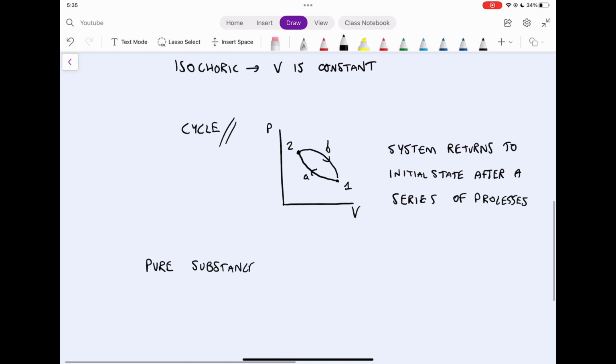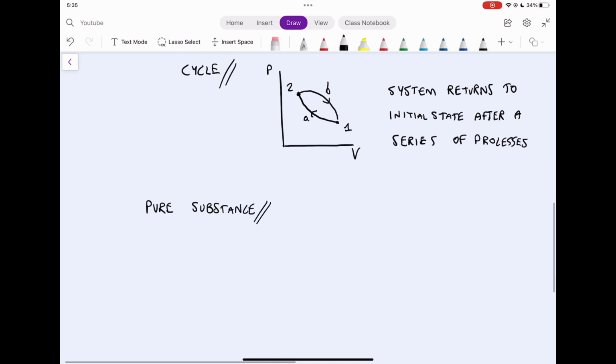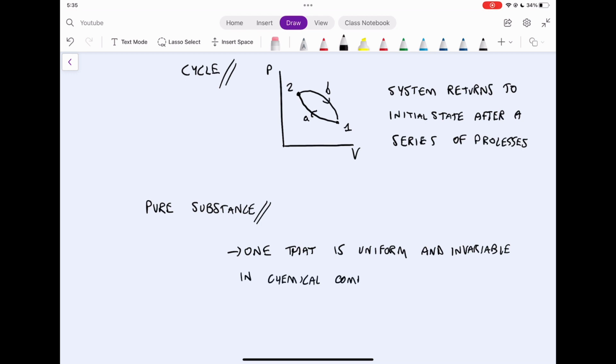Now, before we continue in our study of processes and cycles, what I want to do is define a few things based on the analysis of introductory thermodynamics, and some things that we use as assumptions to make our life easier when we do calculations. A pure substance is one that is uniform and invariable in chemical composition. This is important for us because we're going to assume that most substances are pure substances.